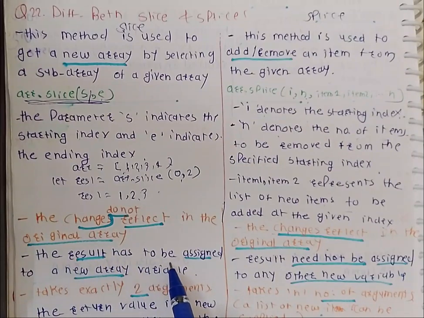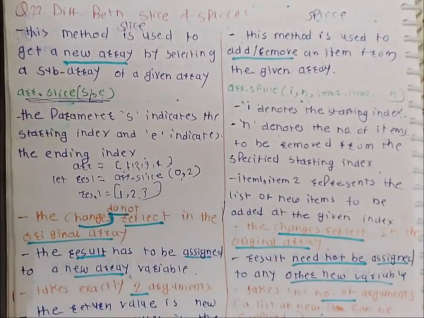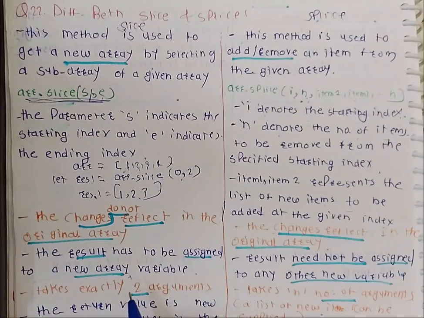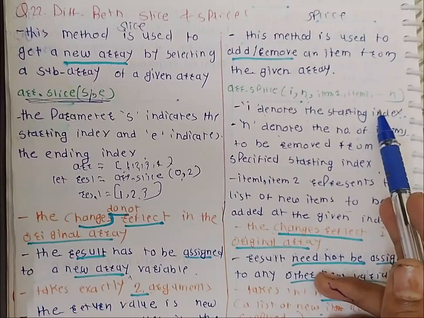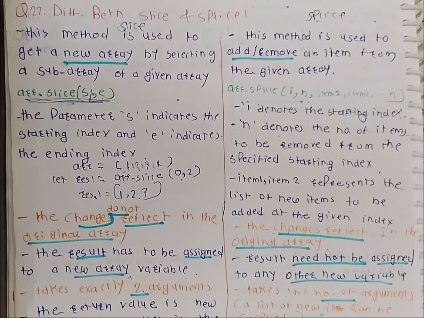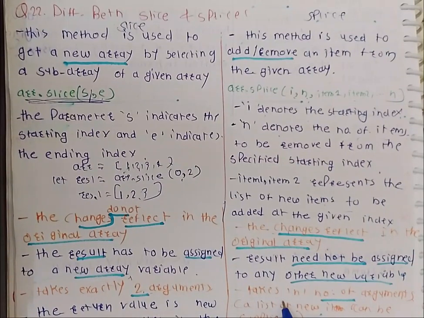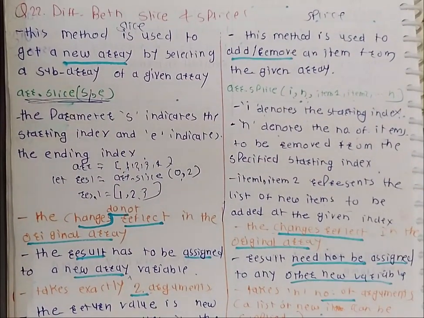The slice result has to be assigned to a new array variable, so it will create a new array res1, and it takes exactly two parameters. Splice takes multiple parameters because it adds multiple elements. Its result need not be assigned to any other variable, and it changes the original array. It takes n number of arguments, so it may take multiple elements.